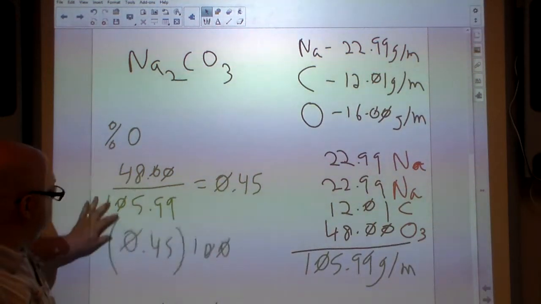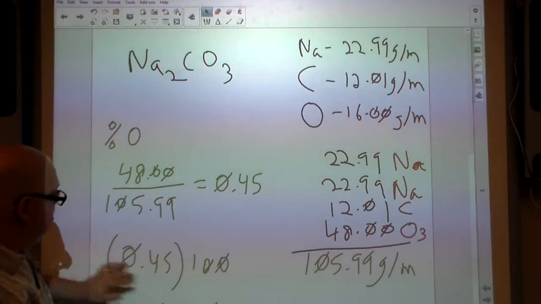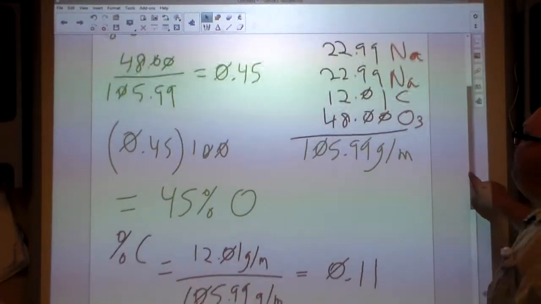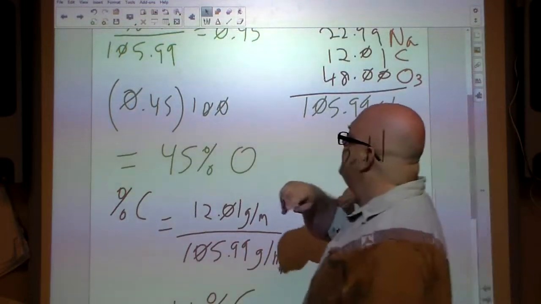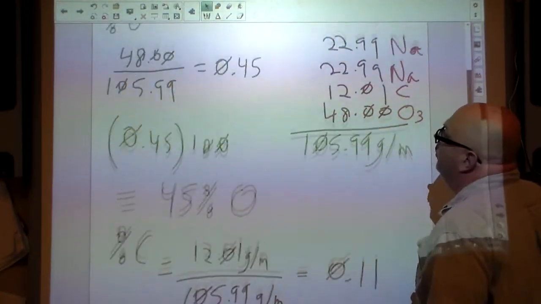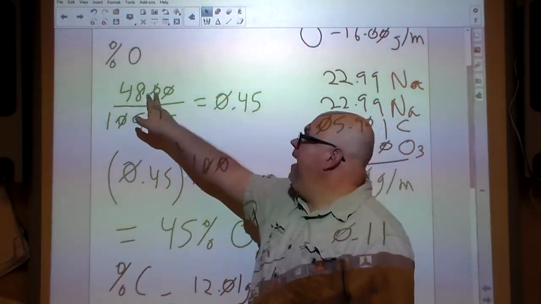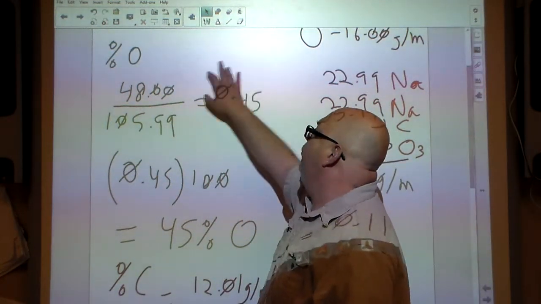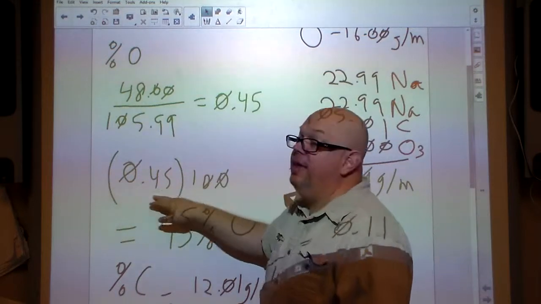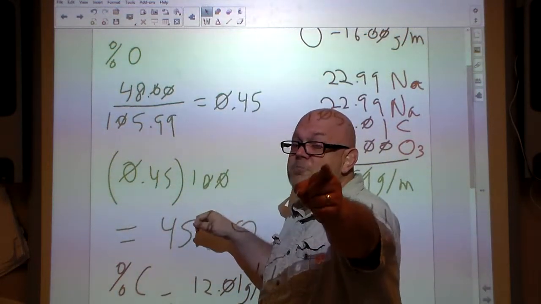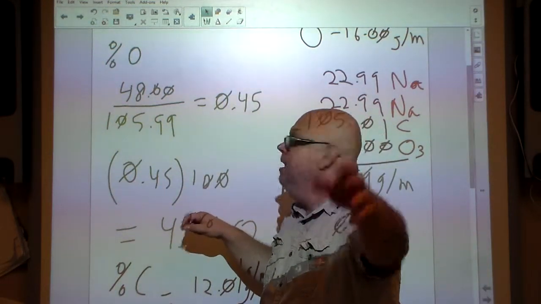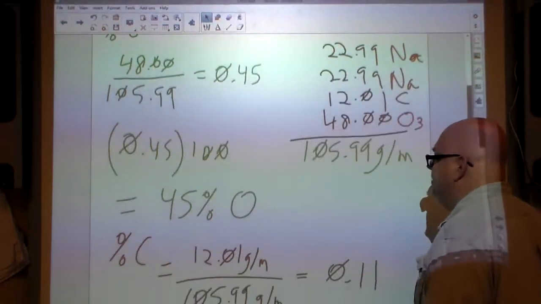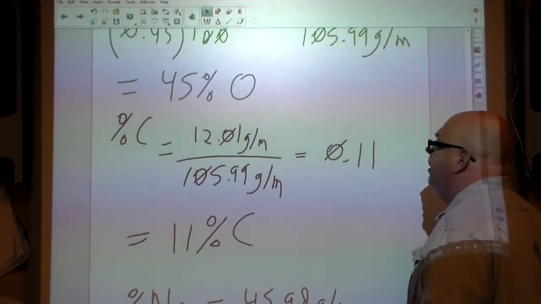Then we proceeded, whoa, that's a little tricky. Okay, it's not going to let me do that. I have to do it on the other side. Then I say, okay, we're going to take the 48 grams of oxygen over the 105.99, which equals 0.45. We multiply that 0.45 by 100, because that's not our percentage, that's just giving us a decimal, and we got 45% oxygen by weight.